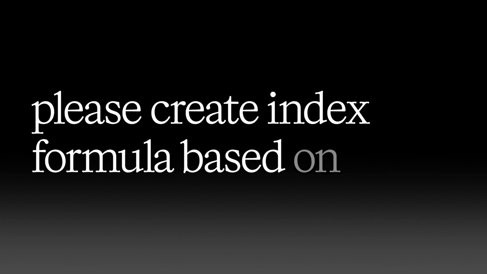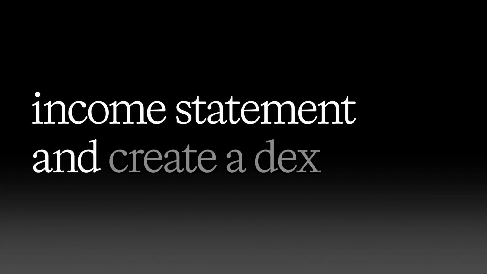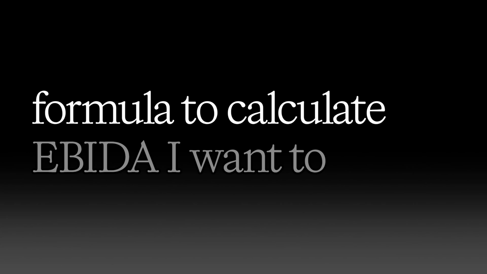Say you have sales data for multiple years and want to calculate year-over-year growth. If you use the traditional Excel way, you need multiple helper columns, VLOOKUPs, and manual steps for each year. But with ChatGPT, you can just say, please create a DAX formula based on this table structure to calculate year-over-year sales growth. Or you are working with an annual report that's not in a clean table format. You can upload your Excel file or the PDF version and ask GPT, please learn the structure of this income statement and create a DAX formula to calculate EBITDA.